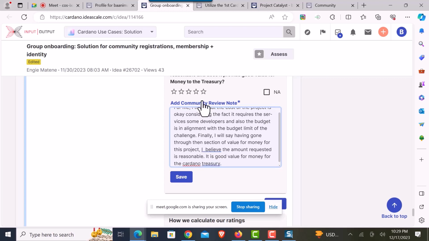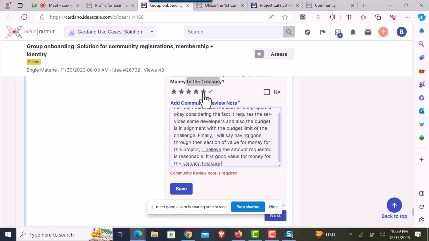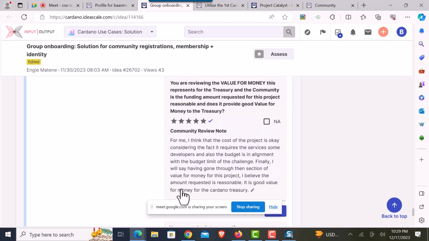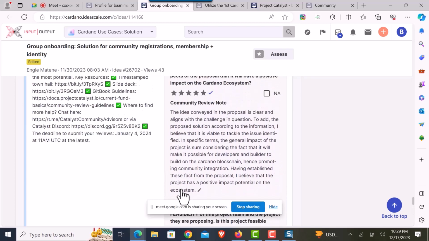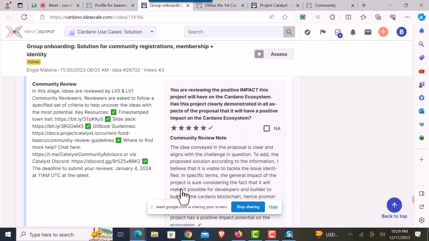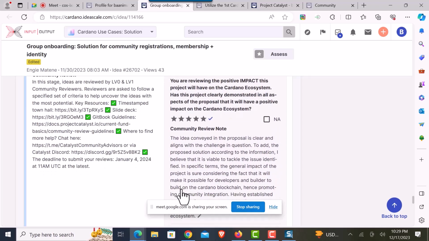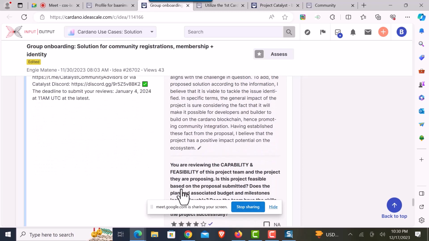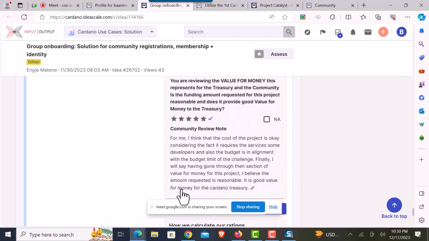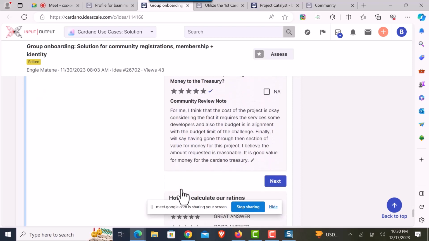Then I'll give 5 stars because I have only identified positives. So what I have here for each of the criteria is not below 150 characters. So I'm good to go. So we are done like that.